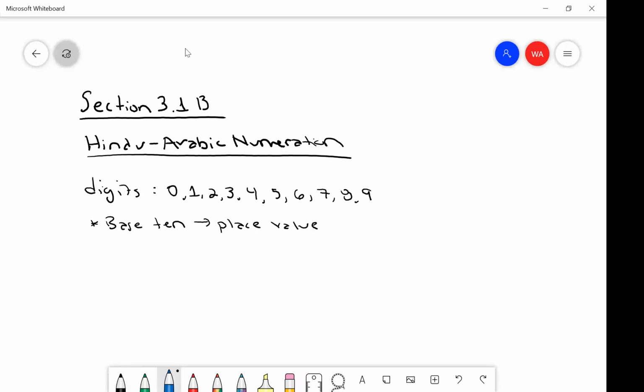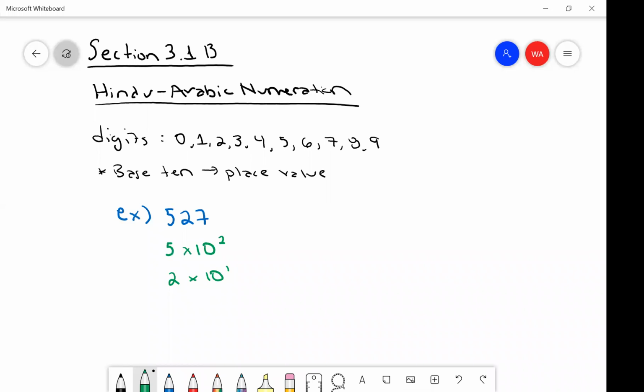Let me just give you an example. Let's say I give you the number 527. Okay, so place value wise, because we're base 10, 5 is in the 10 squared place, and 2 is in the 10 to the 1, and 7 is in the 10 to the 0. So we translate 10 squared to be really just 100, and 10 to the 1 is just 10, and then 10 to the 0 is actually 1.